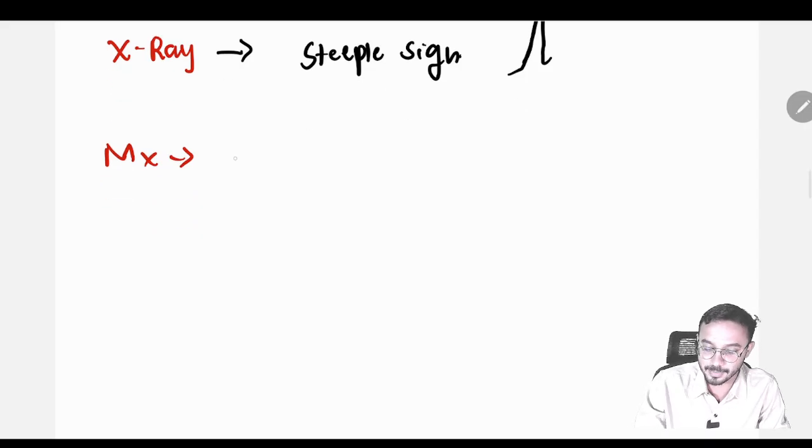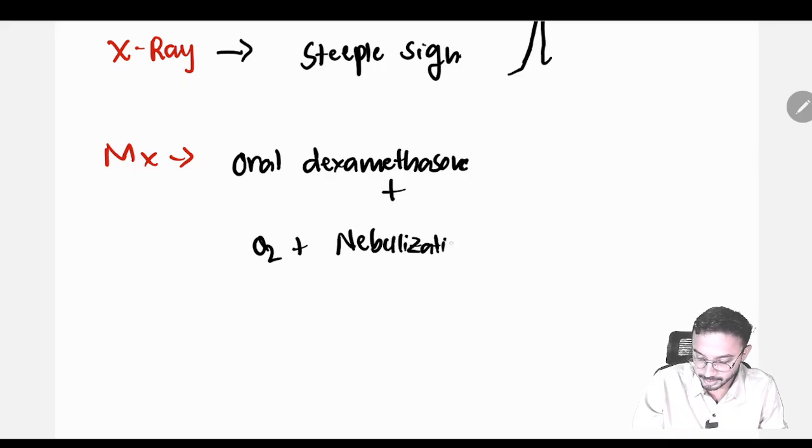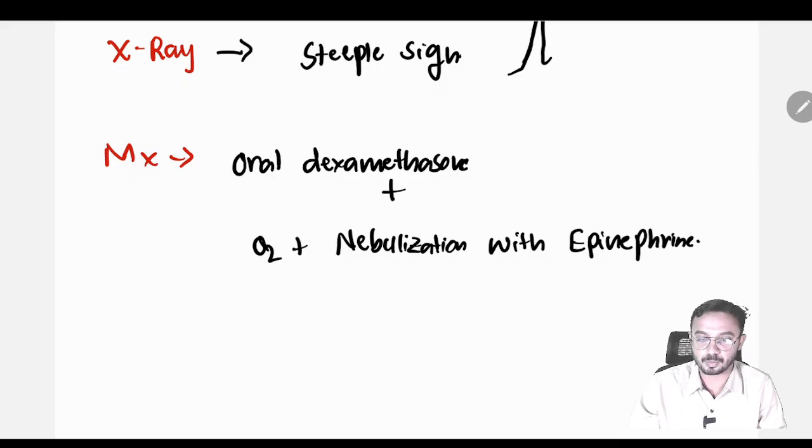And what is the treatment? Oral dexamethasone. And next oxygen. And next you are going to do nebulization with epinephrine. This is the treatment of croup.